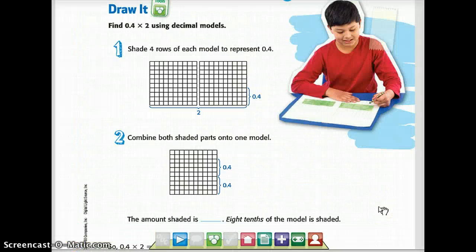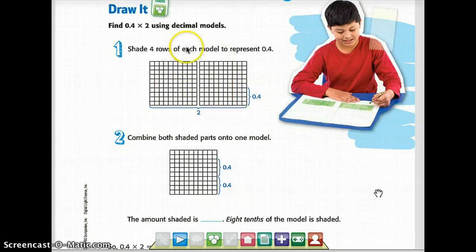Okay, so here's what it looks like in your book. I'm on page 385. So if we tried to find 4/10 times 2 using decimal models. Remember, even though you're used to this being a base 10 block of 100, it can also represent one whole. So we're thinking of it as one whole in this case. So we can shade 4 rows of each model to represent 4/10.